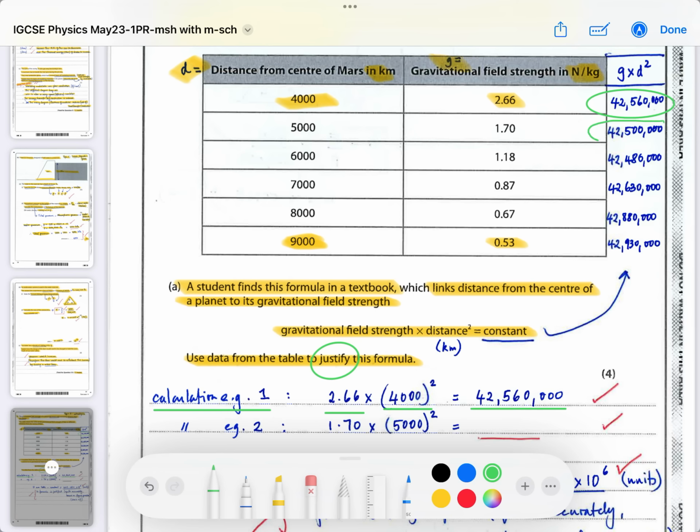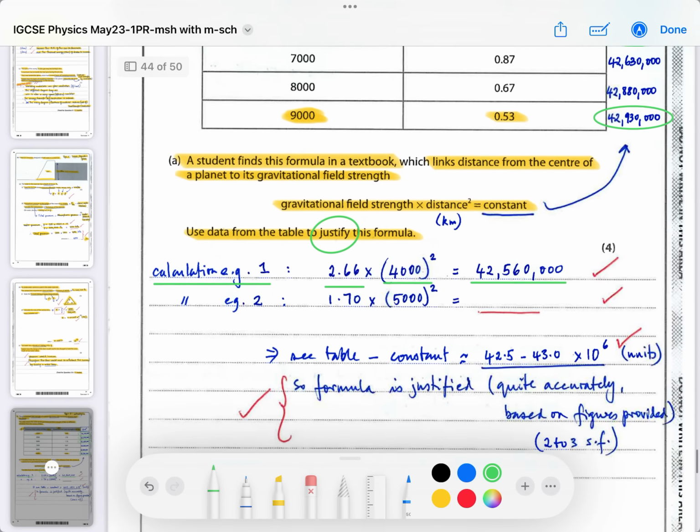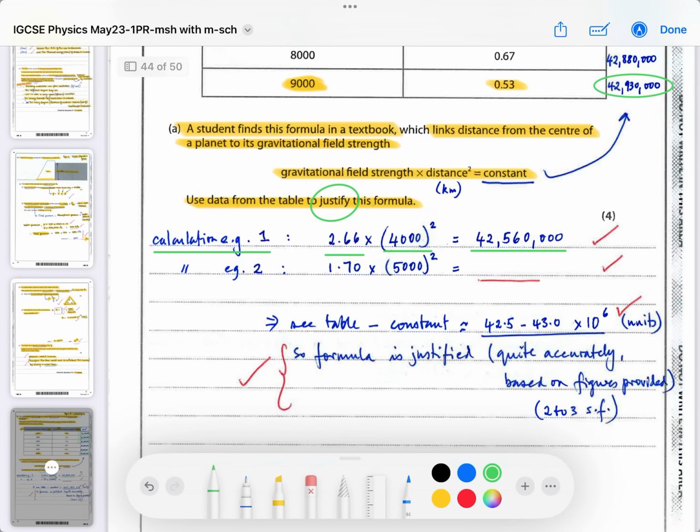And if you do it for all of these values, you'll see it varies from 42,560 up to 42,800, and the maximum is 42,900, but that could be due to uncertainty in your data. So they're all about 42 to 43,000. If you do 2 calculations, you get 2 marks. If you do all of them, obviously, it shows you know what you're doing. The constant is between 42.5 and 43 million random units. You don't have to worry about the units.